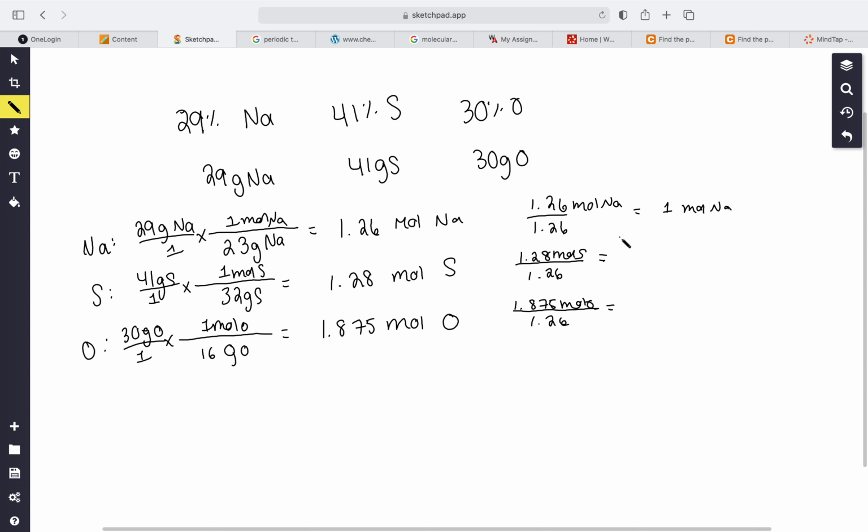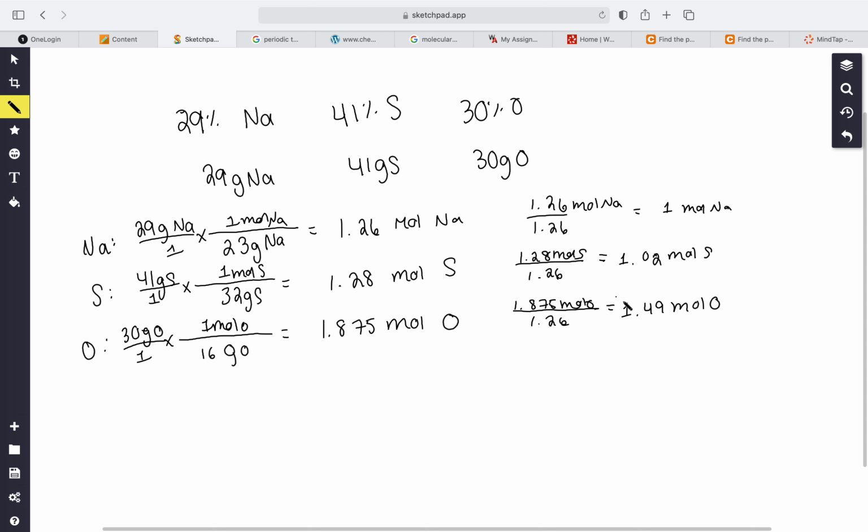All right, so we got 1.28 divided by 1.26. We get 1.02 moles of sulfur. And then over here, 1.875 divided by 1.26, and we get 1.49 moles of oxygen. Right, so now these are where things can get kind of easy to look at.